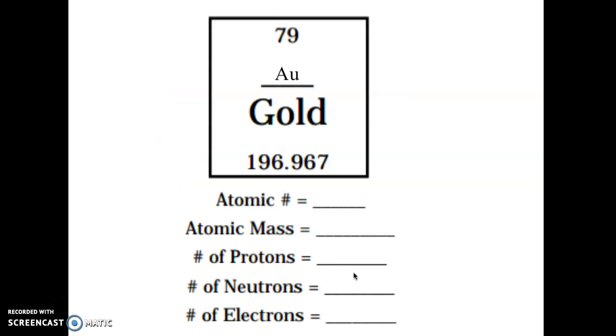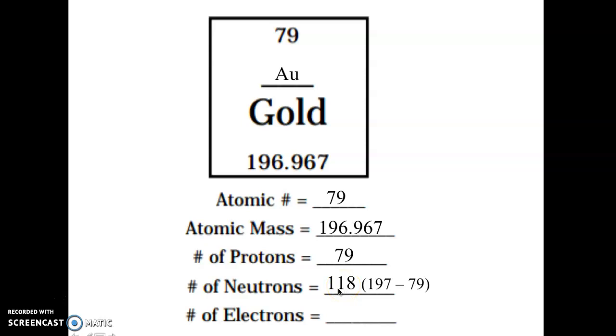Let's look at gold, Au. So the atomic number for gold is 79. So this is our atomic number. The atomic mass, it's this big number right here, 196.967. The number of protons is going to be 79. The number of neutrons is going to be 118. So that's a little bit of math there.